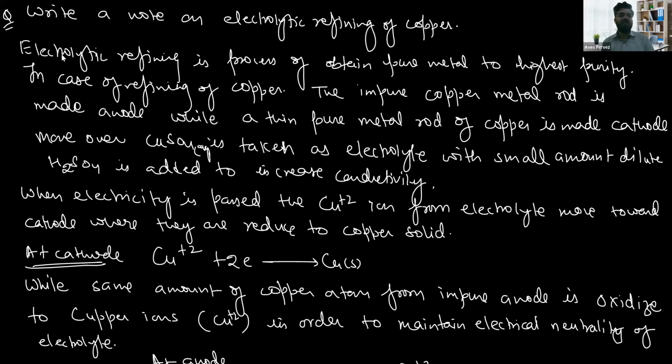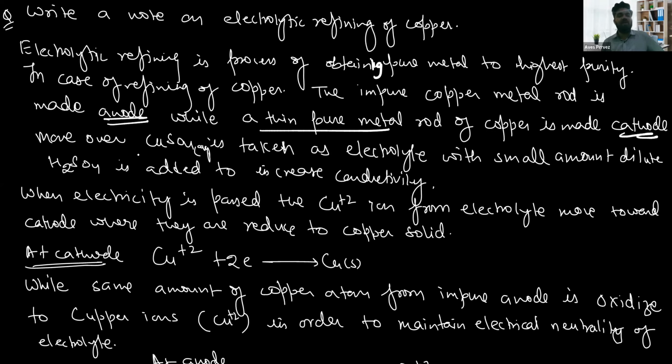Electrolytic refining of copper. Electrolytic refining is a process of obtaining pure metal of highest purity. In the case of refining of copper, the impure copper metal rod is made the anode, while a thin pure copper metal is made the cathode.